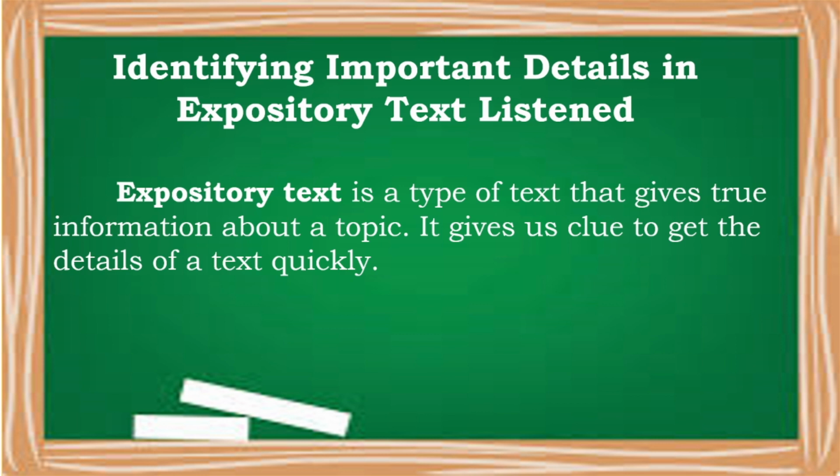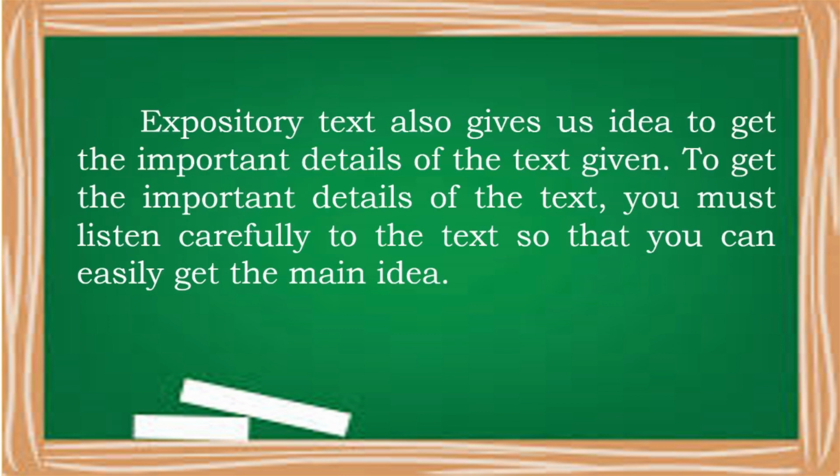Identifying important details in expository text. Listen. What is expository text? An expository text is a type of text that gives true information about a topic. It gives us clues to get the details of a text quickly. Expository text also gives us an idea to get the important details of the text given. To get the important details of the text, we must listen carefully to the text so that we can easily get the main idea.